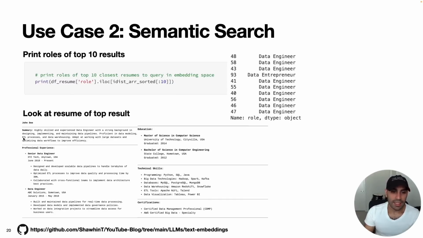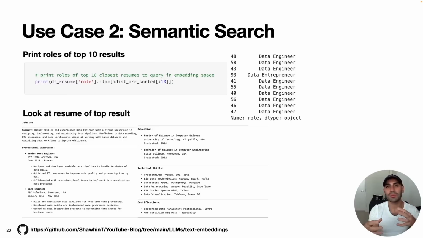Proficient in data modeling, ETL processes, and data warehousing, adept at working with large data sets and optimizing data workflows to improve efficiency. And so notice that nowhere here does it say built data infrastructure, but it does say all these things that go into building data infrastructure: designing, implementing, and maintaining data pipelines, data modeling, ETL processes, data warehousing, scalable data pipelines, optimize ETL processes, data architecture.